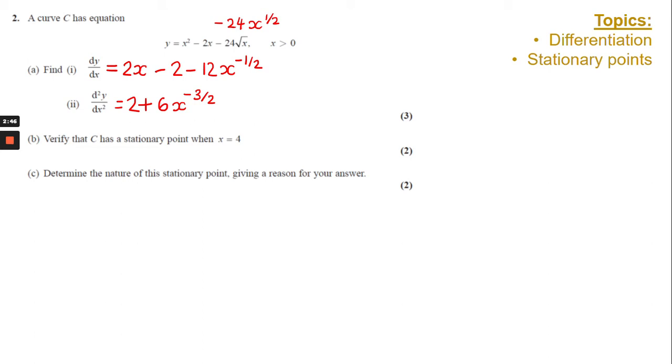So verify that C has a stationary point when x is equal to 4. So when we think about our stationary point, if we've got a curve, it might look something like this. Now our stationary point is the point at the top where the gradient is equal to 0. This implies there is no gradient basically at this top stationary point over there. Okay, and there shouldn't be because it should be a flat point on that curve. So if we want to verify that it has a stationary point when x equals 4, all we need to do is substitute in 4.